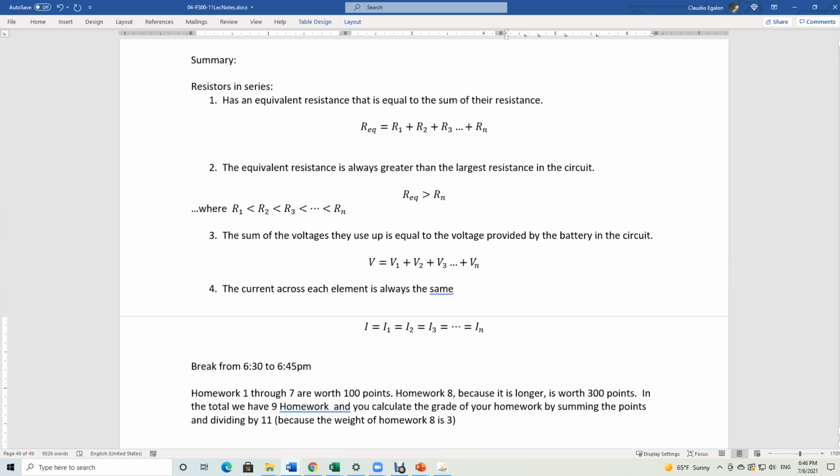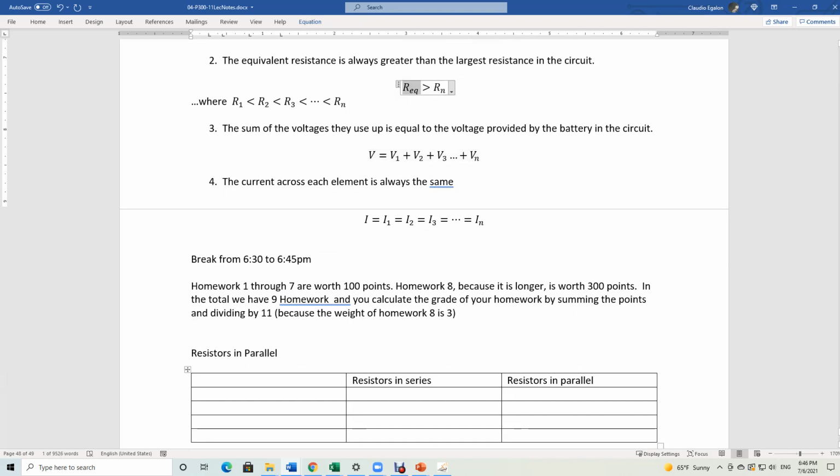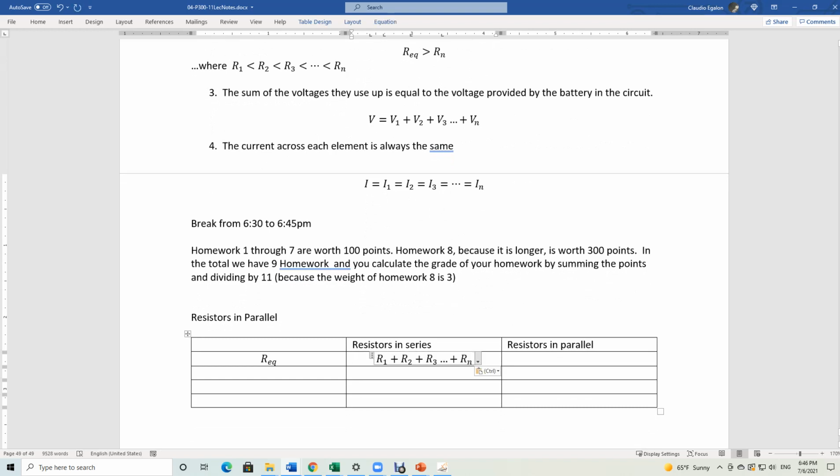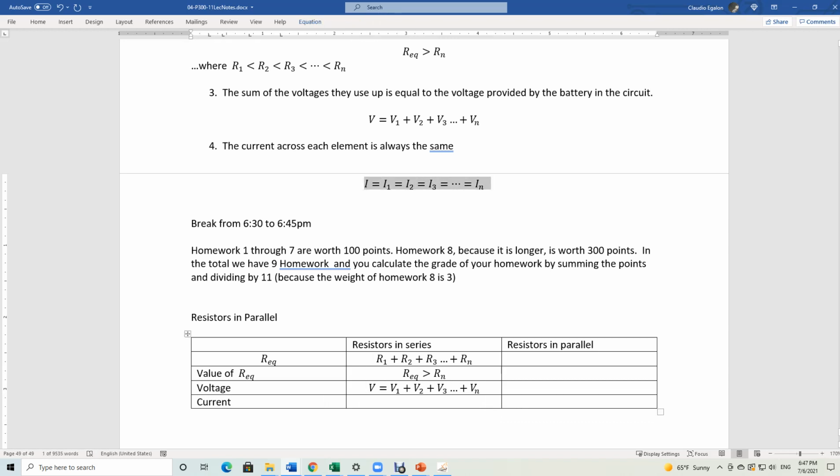And everything that I wrote down here, okay? Equivalent resistance. Here you go. Equivalent resistance is R1 plus R2 plus R3, right? Then we have, what else? Equivalent resistance value of Req. Req is always greater than the largest resistance value. Voltage is split among resistors, but the current is always the same in the circuit that has elements in series only.